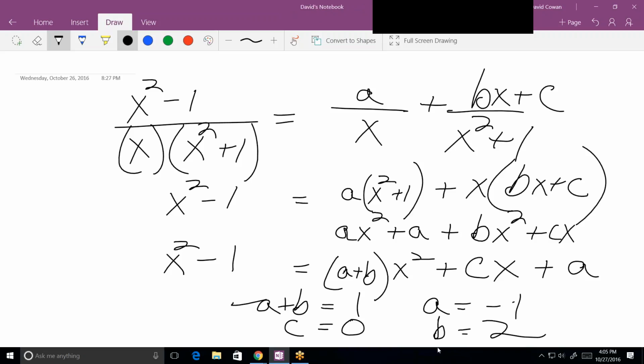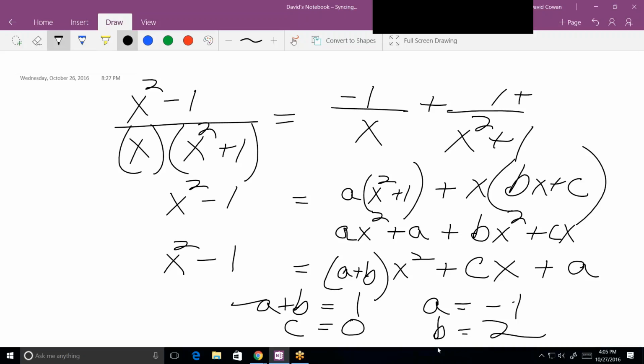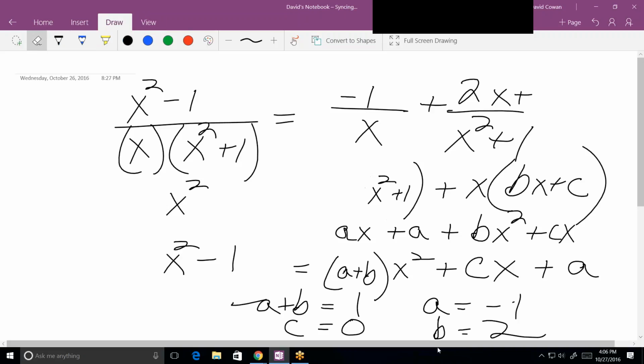Okay, so now let's test and see if we got it right. That's really the proof in the pudding here. So A was minus 1, B was 2, and C was 0. So that's what we think it is, right? Okay, now let's check it.